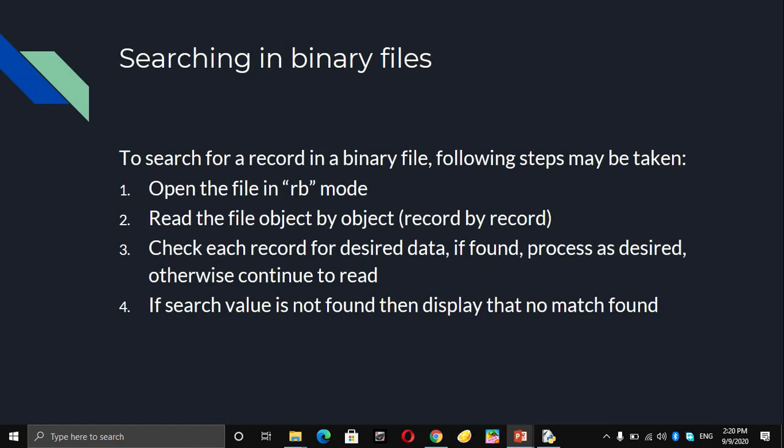Now how to search? To search, first of all I have to open the file in rb mode. Then I will read the object in a loop. I will check for each record whether my desired data is there or not. If the search value is found, I will display it, and otherwise I will display that no match is found.